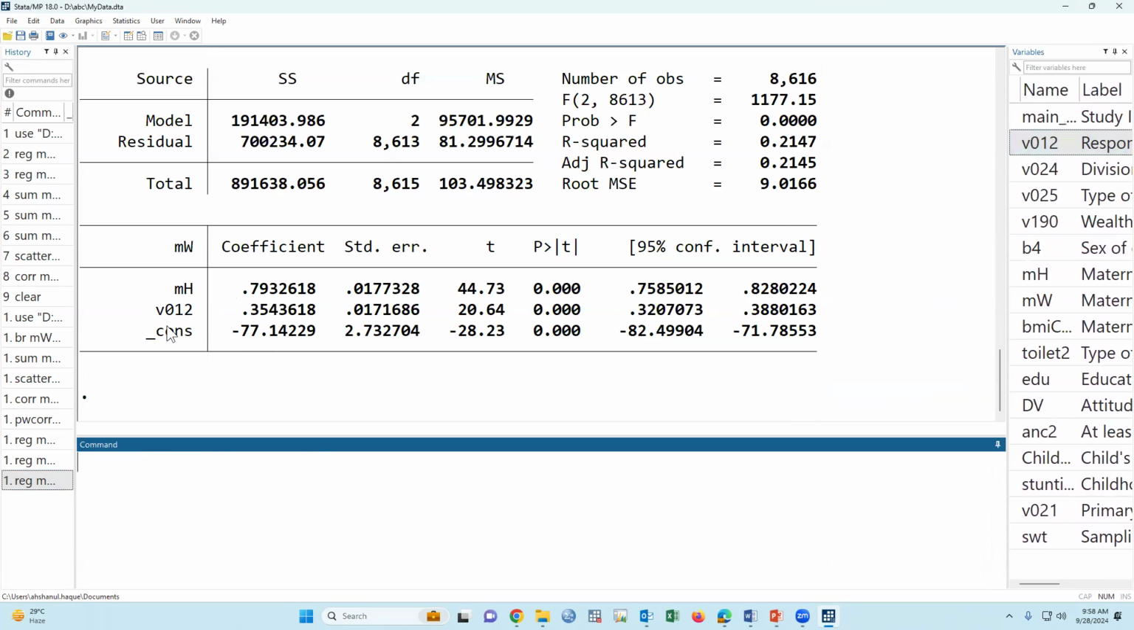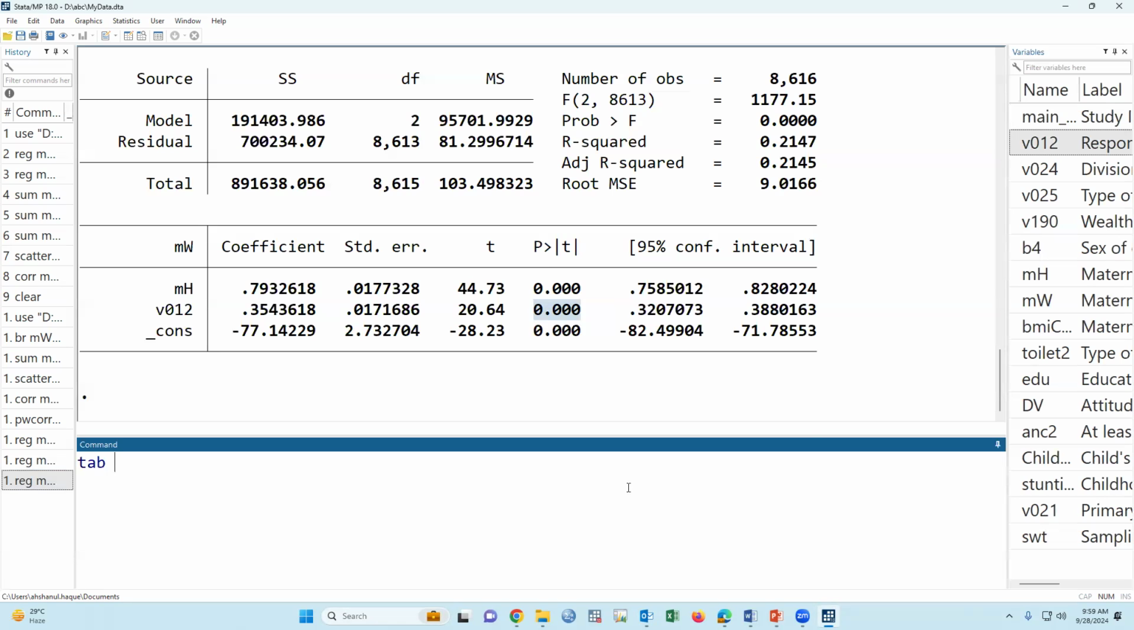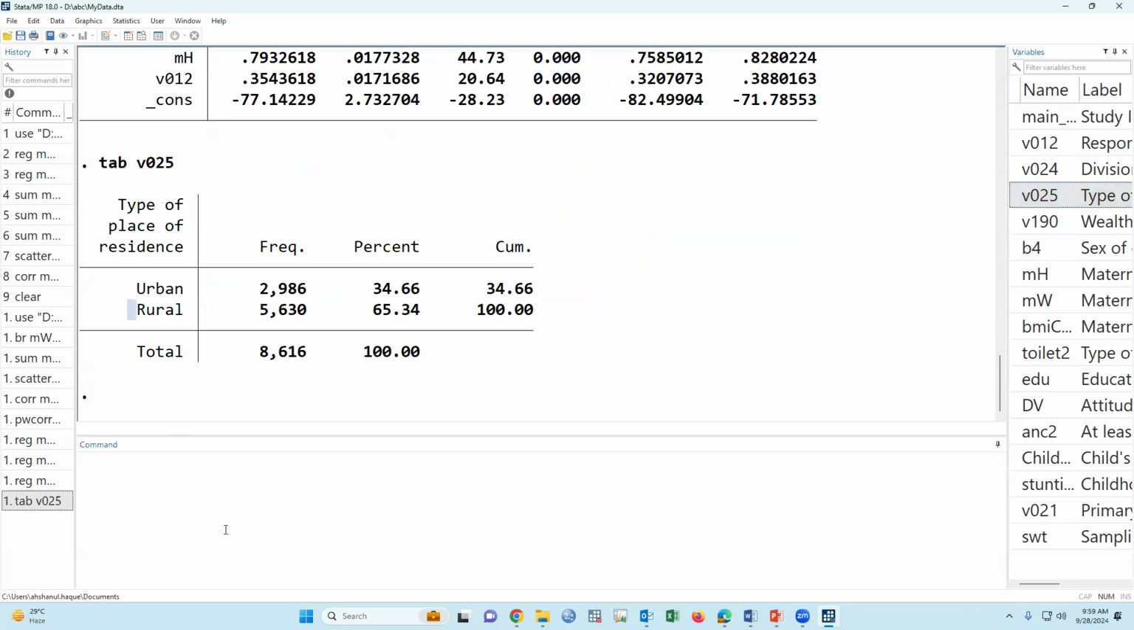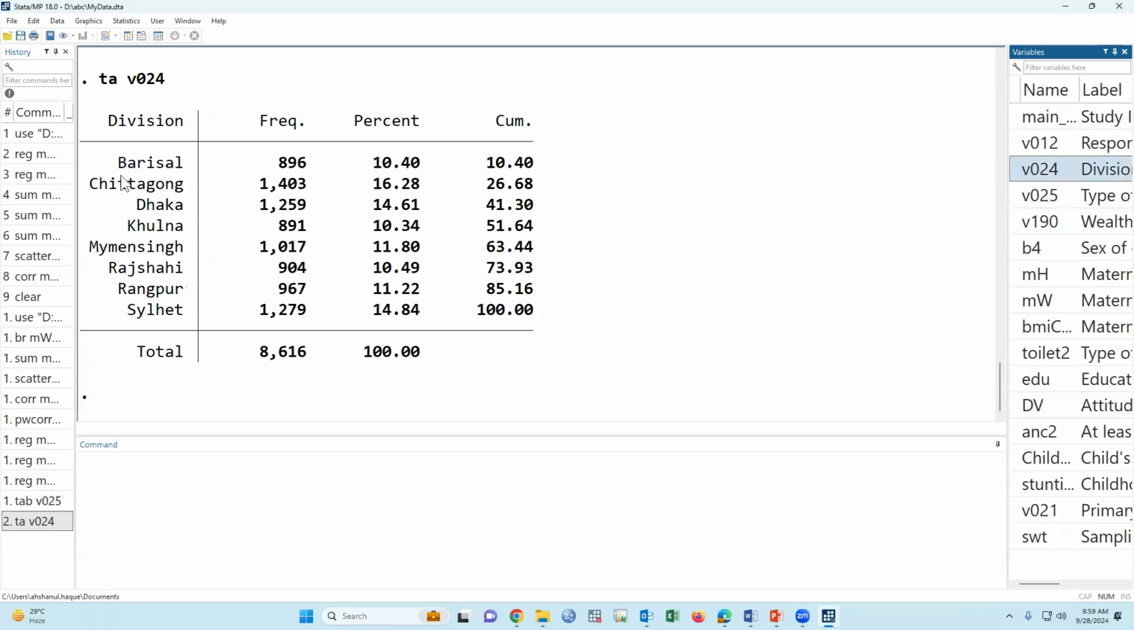Yes. If maternal age was increased by 1 year, then maternal weight also increased by 0.35 kg, and it is also significant. Then the main problem is when the dependent variable is a category, for example, type of residence. This is a category variable, or division, this is a category variable.